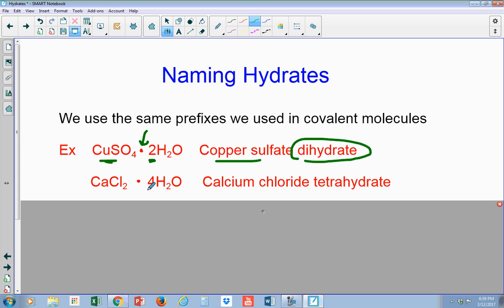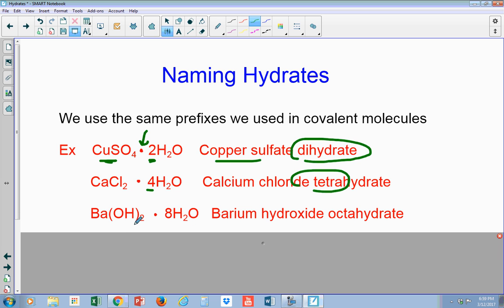This is calcium chloride. It has four. We'd call it a tetra. This one here is barium hydroxide. It has eight. We'd call it octa. And the thing to remember is for any particular molecule, there could be multiple forms. So you could have barium hydroxide octahydrate, or trihydrate, or pentahydrate, and so forth. So be careful when you look at the formula. Don't just assume what it is.